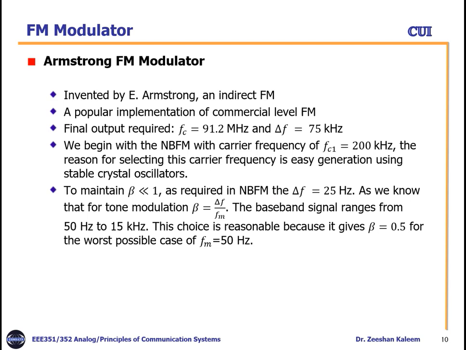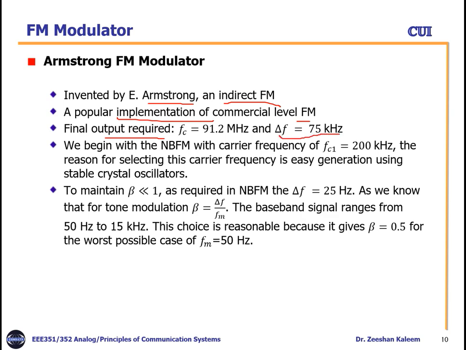The Armstrong FM modulator was invented by Armstrong and it is an indirect FM modulator. It is a popular implementation of commercial-level FM, so in commercialized FM this Armstrong modulator is adopted. For example, say you need a final output carrier frequency of 91.2 megahertz and the deviation is 75 kilohertz.